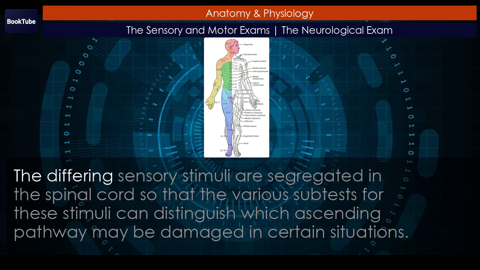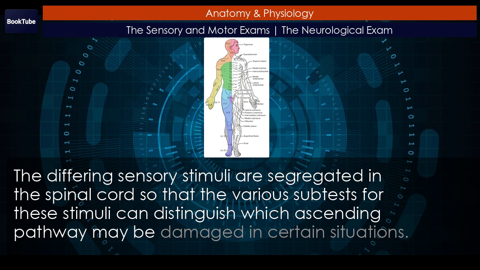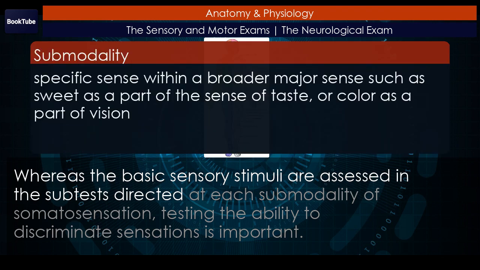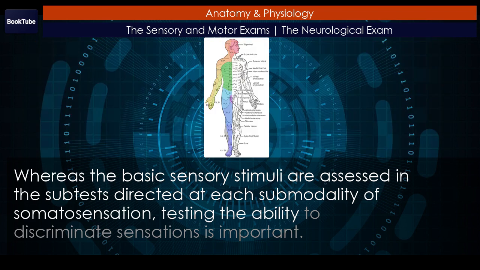The differing sensory stimuli are segregated in the spinal cord so that the various subtests for these stimuli can distinguish which ascending pathway may be damaged in certain situations. Whereas the basic sensory stimuli are assessed in the subtests directed at each submodality of somatosensation, testing the ability to discriminate sensations is important.